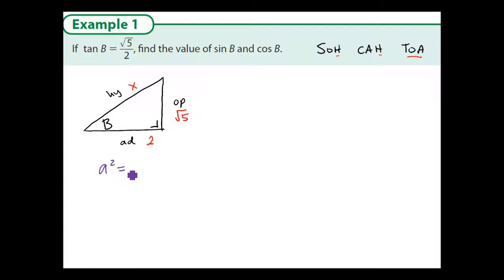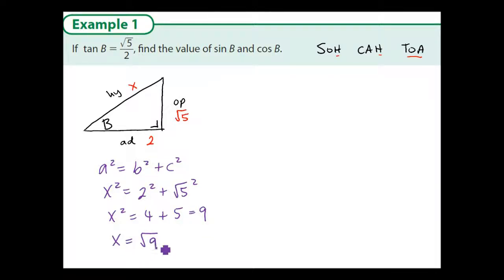So that says that a squared equals b squared plus c squared, where a stands for the hypotenuse. x squared is equal to 2 squared plus the square root of 5 squared. So x squared is equal to 2 squared, which is 4, and root 5 squared is just 5, and 4 plus 5 is 9. So x is the square root of 9, or 3. Now we're almost there. We could write this number 3 in on our triangle if we wanted at this stage.